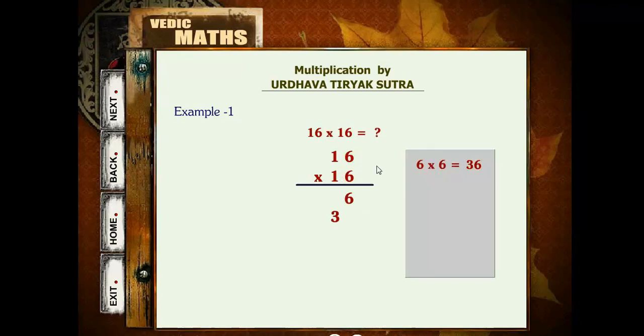Now, cross multiply 1 and 6 and 1 and 6 and add them. So we get 12. Write it in the fashion shown. On multiplying 1 with 1, we get 1. Eventually, the answer is 6, 2 plus 3 that is 5, and 1 plus 1 that is 2. That is 256.